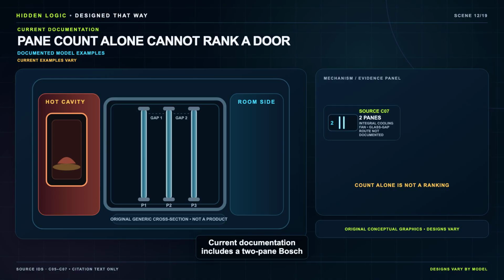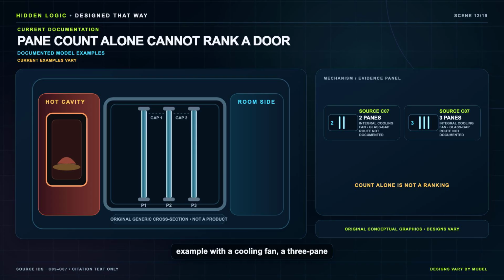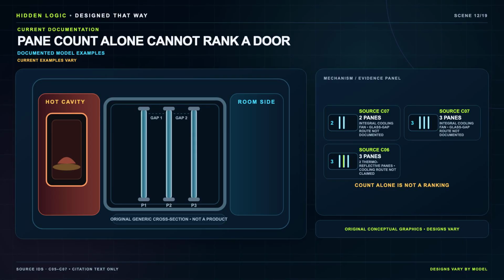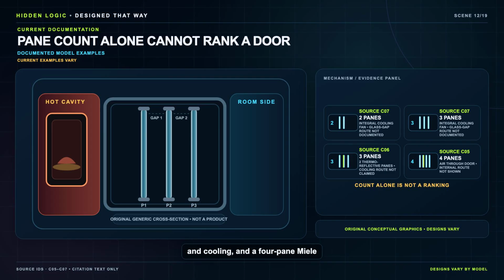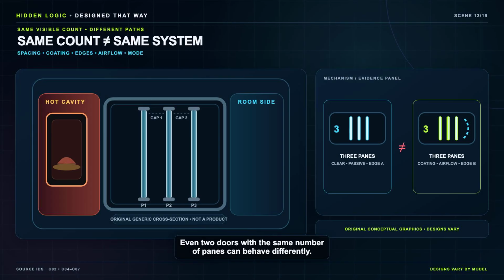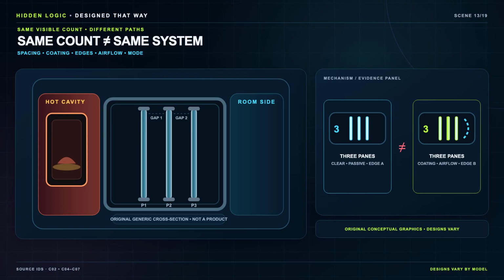Current documentation includes a 2-pane Bosch example with a cooling fan, a 3-pane Bosch example with a cooling fan, a 3-pane SMEG example with thermo-reflective panes and cooling, and a 4-pane IMI-ELU example with coatings and an open airflow system. Even 2 doors with the same number of panes can behave differently. Gap spacing, coating, pane orientation, seals, edge supports, frames, airflow, cavity mode, and room conditions all change the path. A fan listed on a product sheet does not prove that it blows through a particular glass gap.